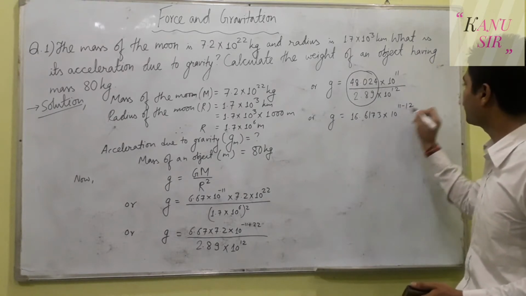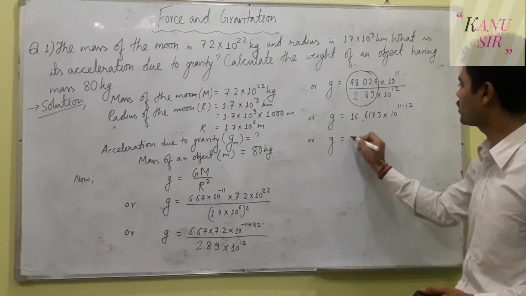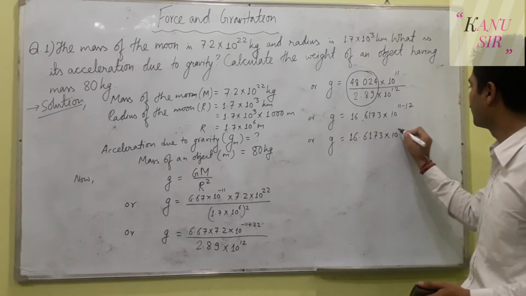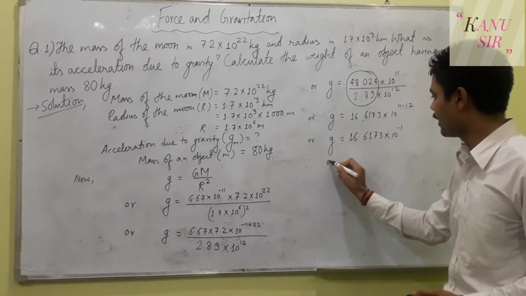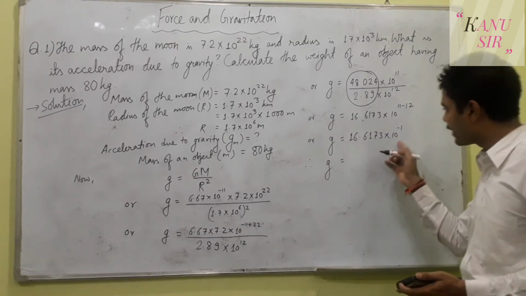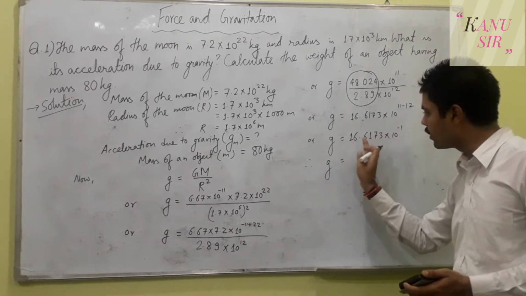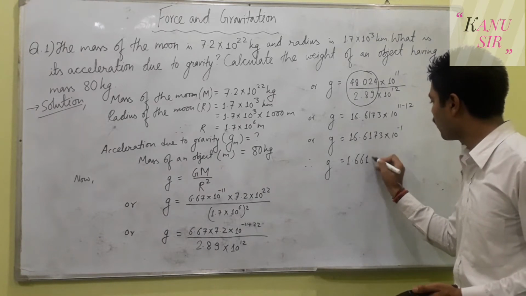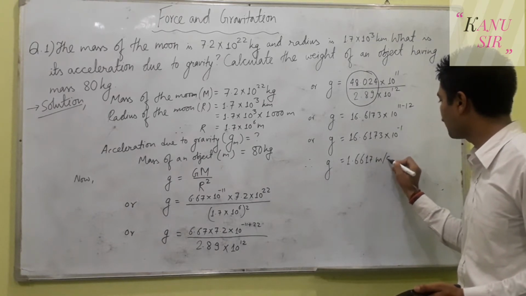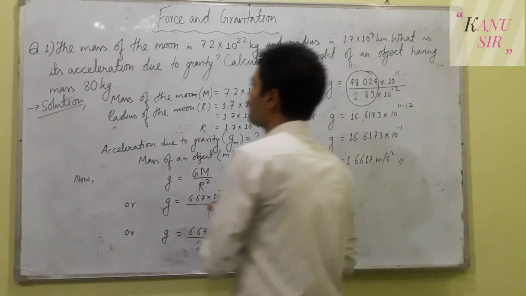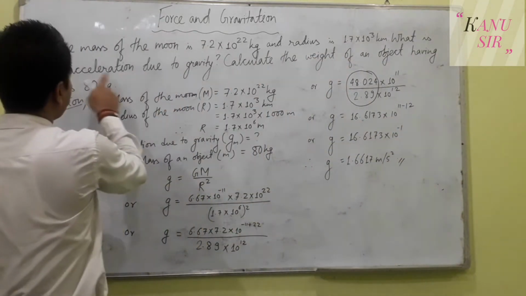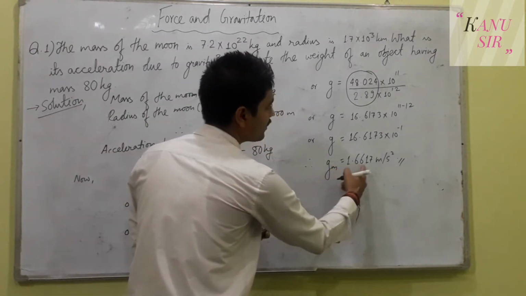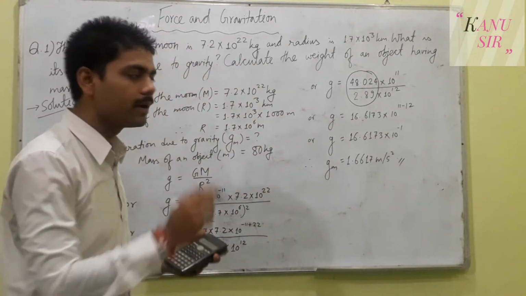It will become minus 12, or g is equal to 16.6173 into 10 to the power minus 1, and this minus 1 denotes that the decimal point will go one step ahead. So it becomes 1.6617, and the unit is meter per second square. So what is asked? What is its acceleration due to gravity? The acceleration due to gravity of the moon is 1.6617 meter per second square.